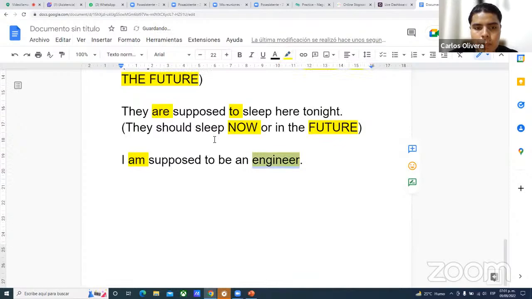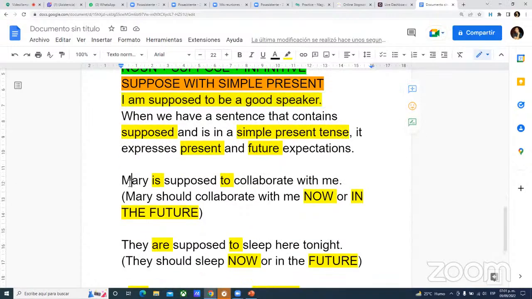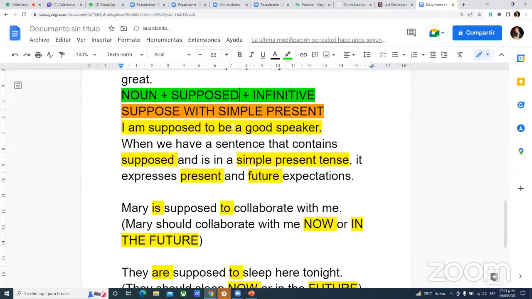Very good. Yes. But let's see if we are fulfilling the structure. I am supposed to be a good speaker. Noun, yes, we have it. Suppose, yes, we have it. Infinitive, to, we have it. The three parts. I am supposed to be a good speaker. In your structure, suppose is not in past. Oh yes, it's not, but well, we can add it if you want. I mean, in noun plus supposed.